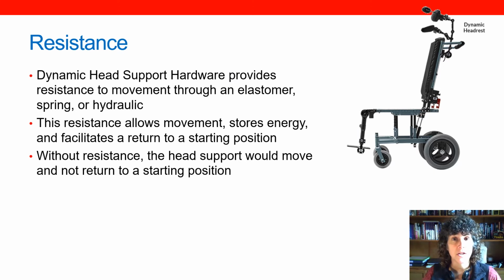So dynamic head support hardware provides resistance to movement of the client's head through an elastomer, a spring, or a hydraulic. In the case of seating dynamics, this is accomplished through elastomers. This resistance allows client movement, stores the energy within the dynamic component, that elastomer, and then that energy in turn assists the client in returning to an upright posture. Without resistance, the head support would simply move rearward and stay there.